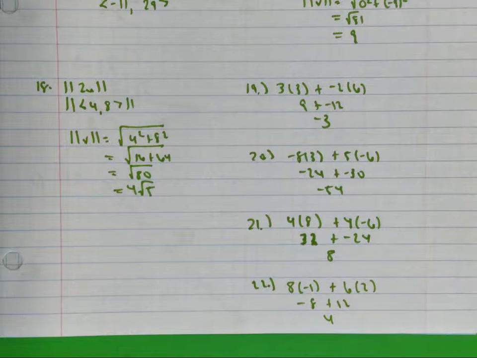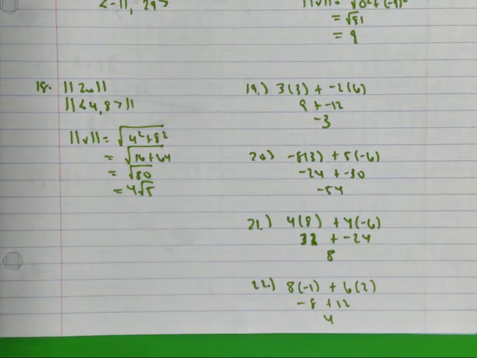Number 18, do what's inside of it, and then you get 4 square root of 5. 19 through 22 was the dot product. Those are real easy. Get negative 3. Number 20, negative 54. 21 is 8. 22 is 4.